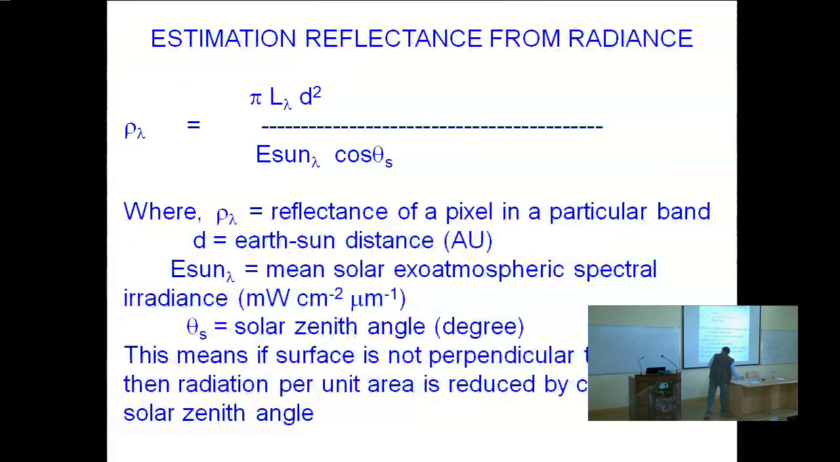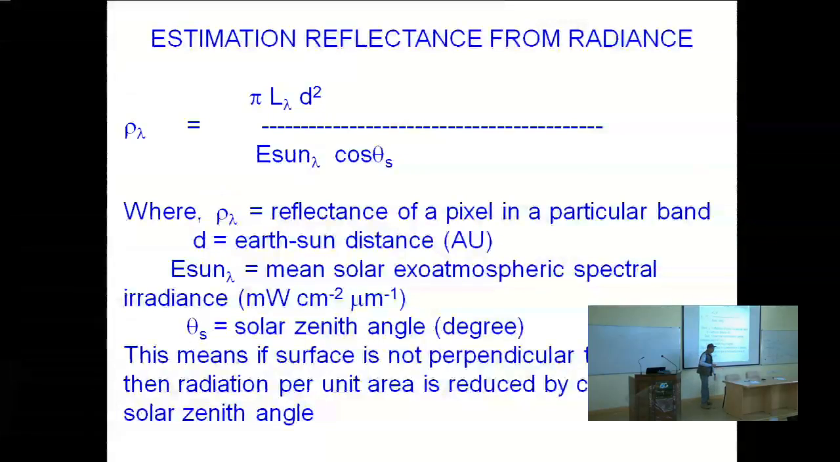If you have sun radiation coming like this, the sun is here, the radiation is coming, it is perpendicular to this surface. But it is not necessary all the time that the surface will be perpendicular to the sun's radiation. And if it is making any angle, then its footprint will change. That will cause a change in irradiance, and that relationship is a cosine relationship.